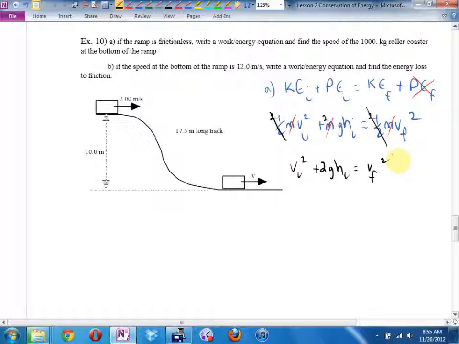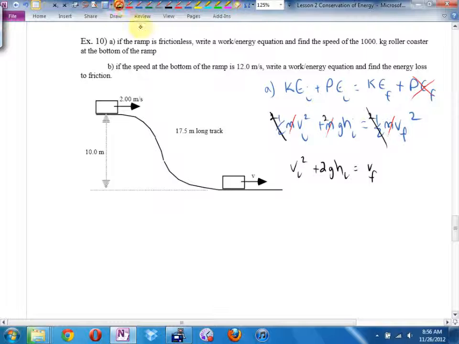What do they want us to find? In part A, what do they want us to find? Find the speed of the roller coaster. In this equation, what are they asking me to find then? VF squared? They want me to find the speed squared? What are they asking me to find, my friend? How do I get rid of a squared?